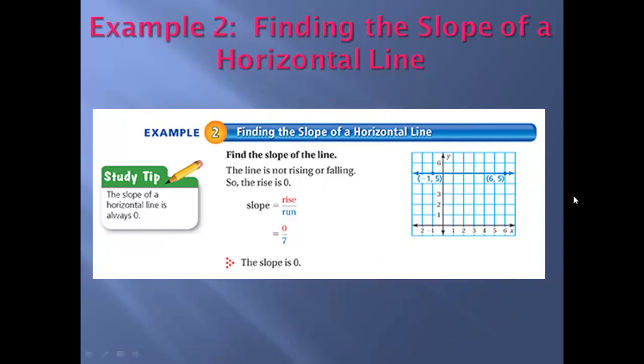For our second example, we're finding the slope of a horizontal line. Find the slope of the line. The line is not rising or falling, so the rise is 0. Now we can look at the run. Starting at our first point, we would count over 1, 2, 3, 4, 5, 6, 7. So our run is 7. So for our slope, we have 0 over 7, and 0 divided by 7 is 0. So the slope is 0. The slope of a horizontal line is always 0.